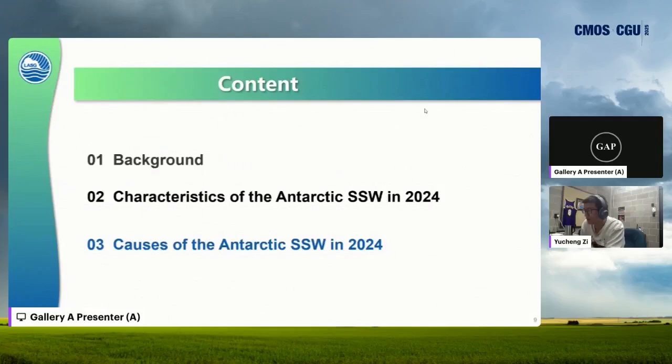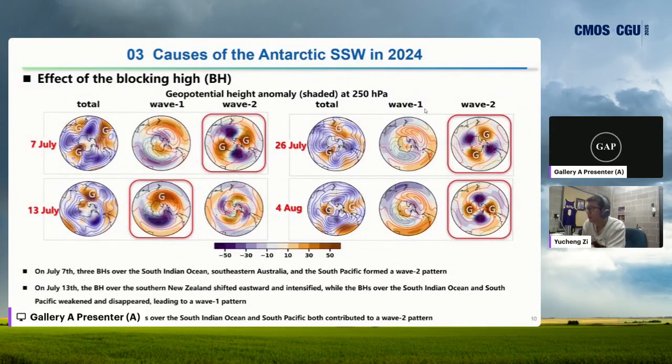The third part is the causes of the Antarctic SSW in 2024. This is the effect of blocking high and the SSW. Blocking highs can trigger planetary waves in the troposphere. This panel is the distribution of geopotential height anomaly at 500 millibar. The left panel is the total wave, the middle panel is wave 1, and the right panel is wave 2.